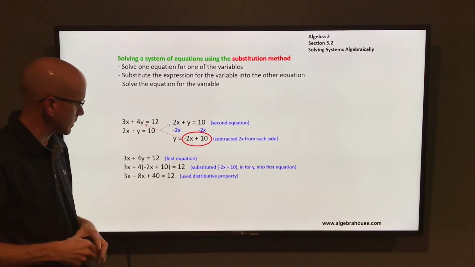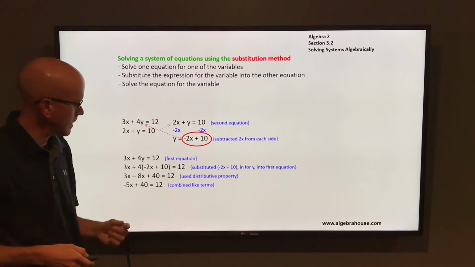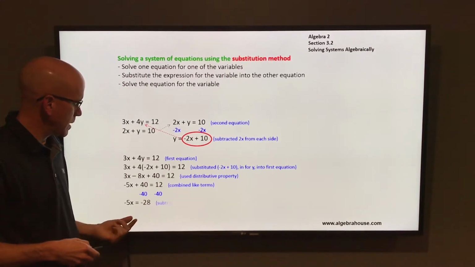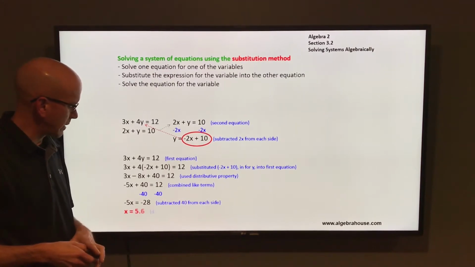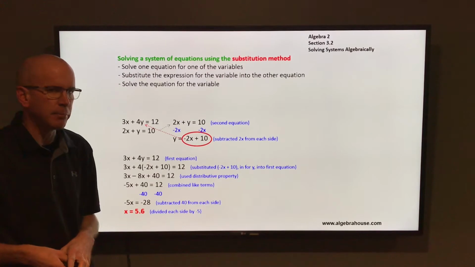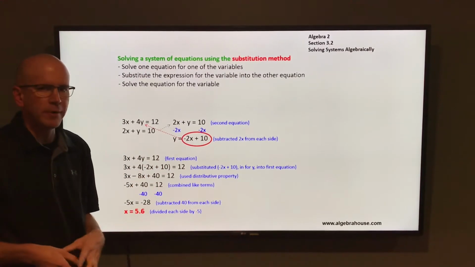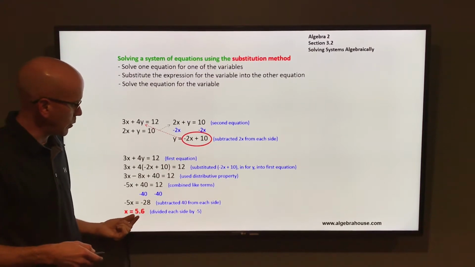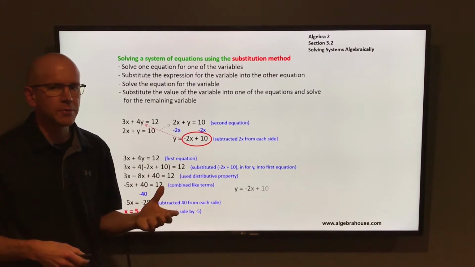Continue solving for x. Combine the like terms. 3x and negative 8x would be negative 5x plus 40 equals 12. Subtract 40 from each side. Get negative 5x equals negative 28. And then divide each side by negative 5. x is equal to 5.6. So that's telling you right there that the x coordinate of the point of intersection of these two lines is 5.6. And now that we know x is 5.6, we can solve for the other variable, solve for y.